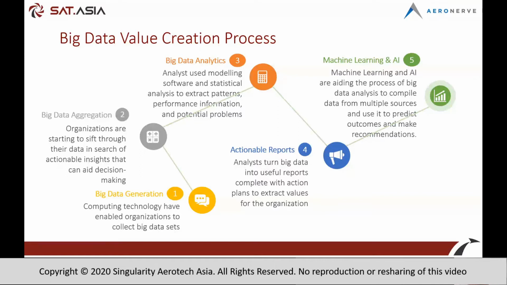From there, you compile that into something called actionable reports. So you know what is happening, and you can anticipate the potential problems you may have. In order to avoid those problems, you can recommend a solution or actionable items, as I call them. So you turn this big data into useful reports complete with action plans to extract value for the organization, and that is still done by humans, right?